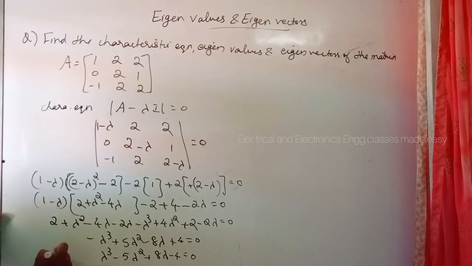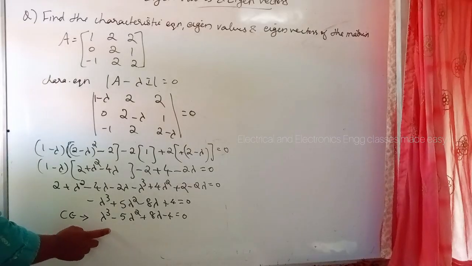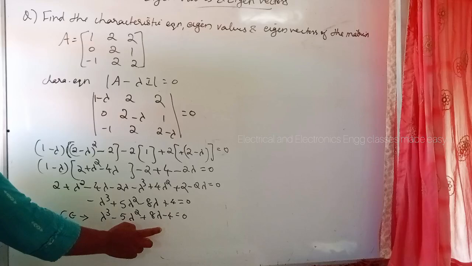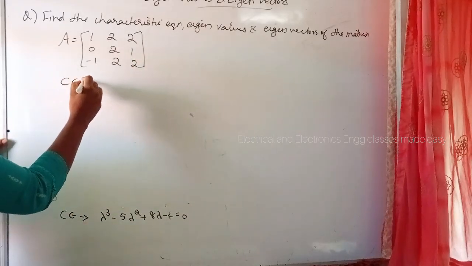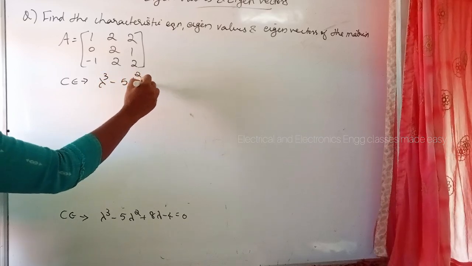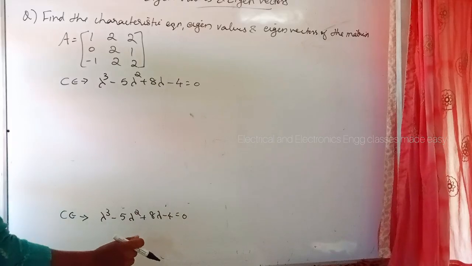So this is the characteristic equation. Now we can find the roots of this characteristic equation, which are the eigenvalues. So the characteristic equation is lambda cube minus 5 lambda square plus 8 lambda minus 4 equal to 0.